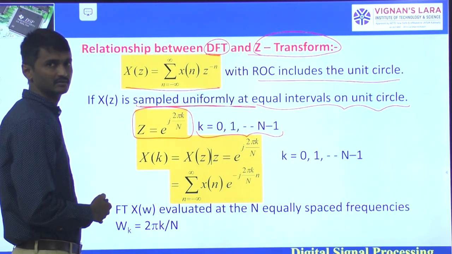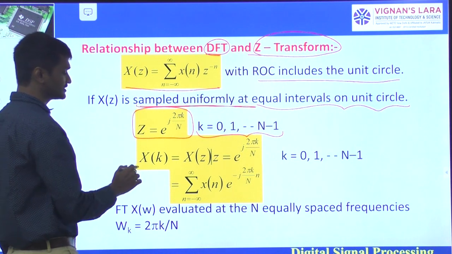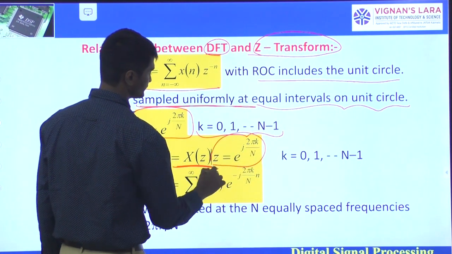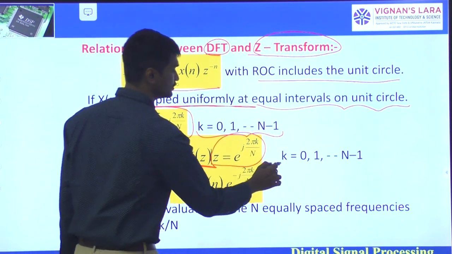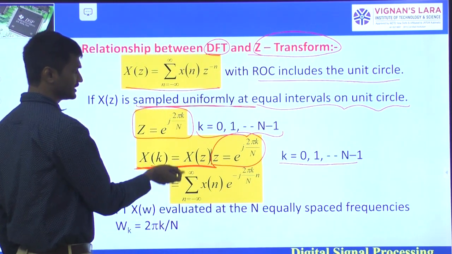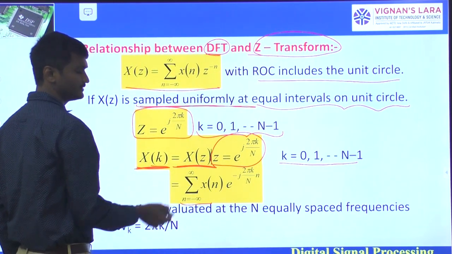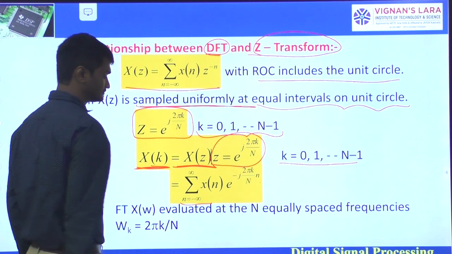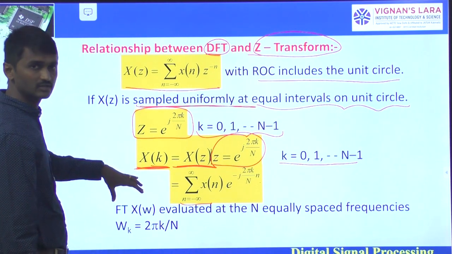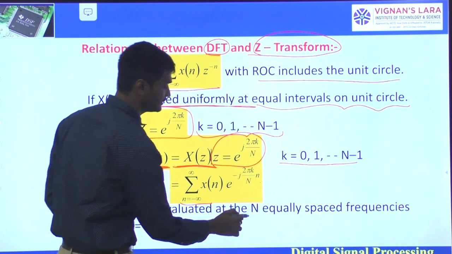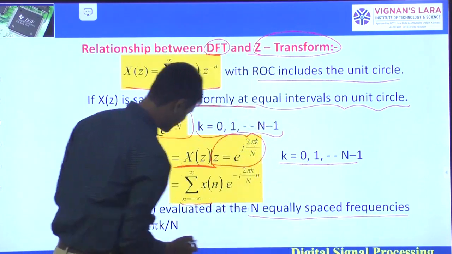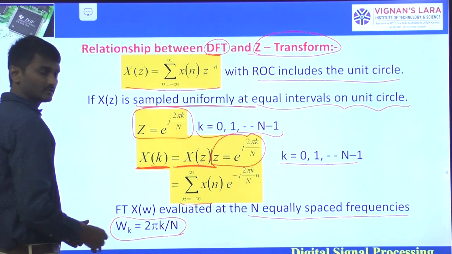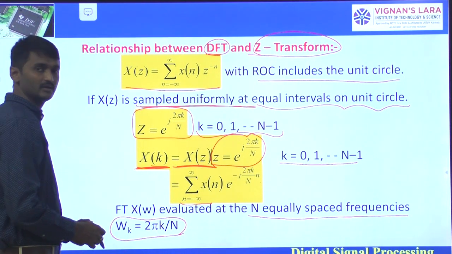So that is, we have to do the sampling at equal intervals. So X of k equals X of z at z equals e power j 2 pi k by N, where k equals 0 to N minus 1. So simply we can represent it like this: sigma n equals minus infinity to infinity x of n e power minus j 2 pi k by N into n. So the Fourier transform X of omega is evaluated at the N equally spaced frequency samples, that is omega k equals 2 pi k by N.